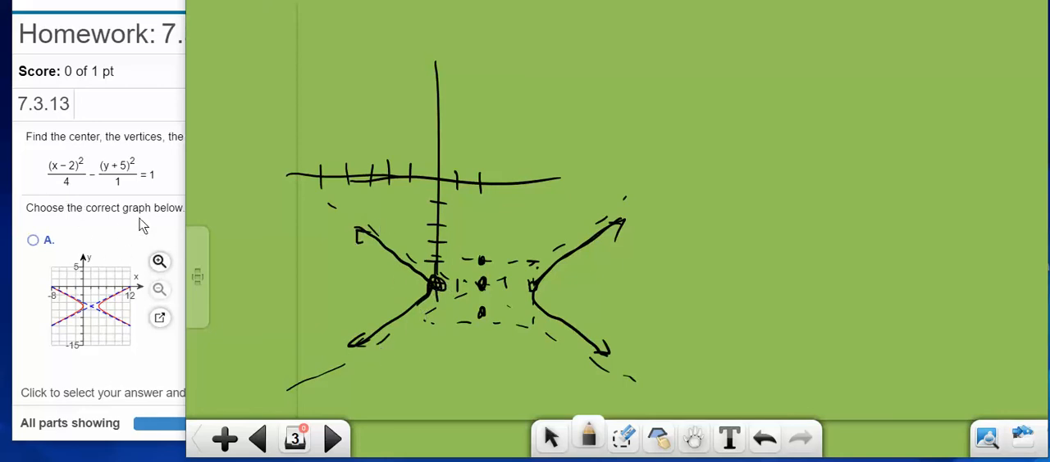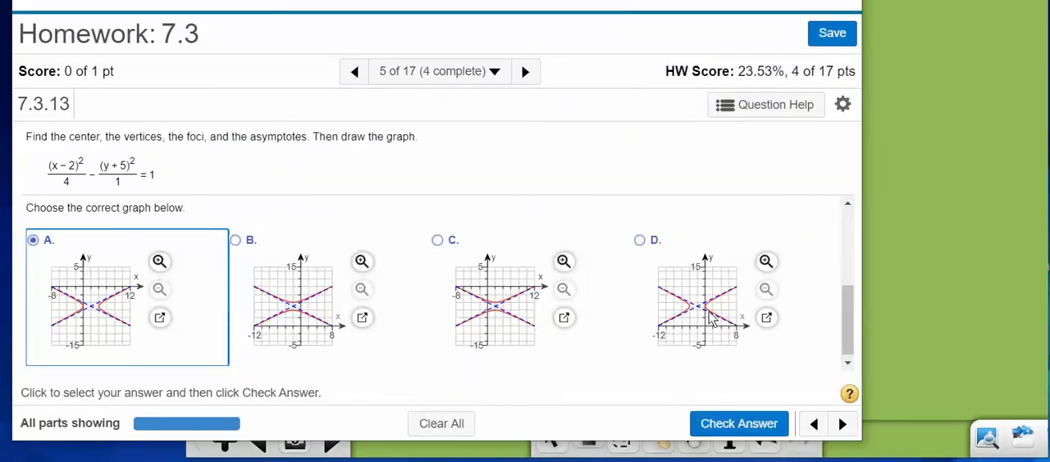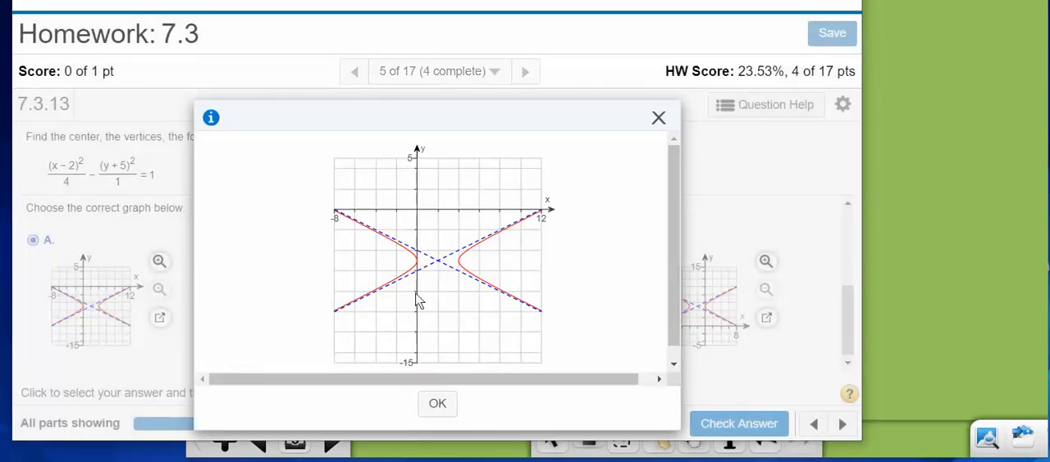I would hope to do a better job if I had to turn something in. And you can see it's this one, A. You can zoom in just to double check it. So let's see, 2, -5 is the center. Yeah, that's it.